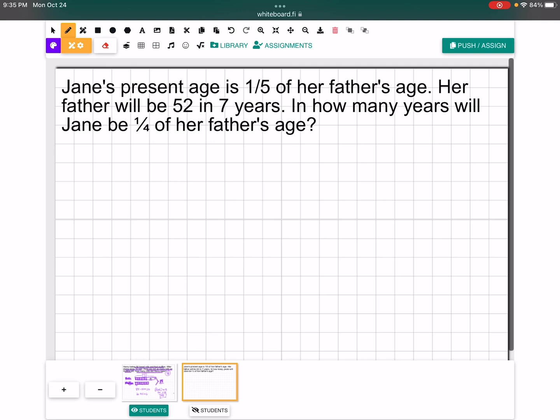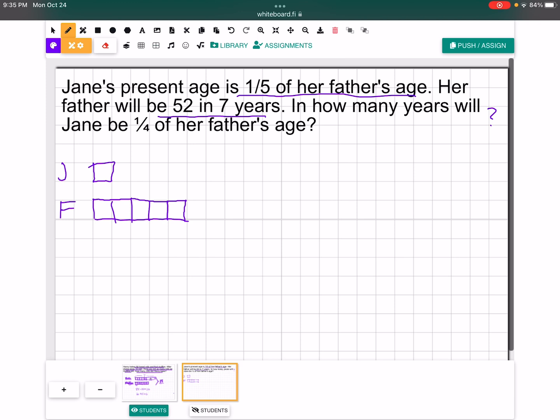Okay, so what do we know? Well, we know she's 1/5 of her father's age. We know that in 7 years, her father will be 52. And we know the question that we're asking. In how many years will Jane be 1/4 of her father's age? So the relationship starts out like that. Here's Jane's age. And here's her father. She has 1 unit and he has 5 units. Okay, because she is 1/5 of his. All right.